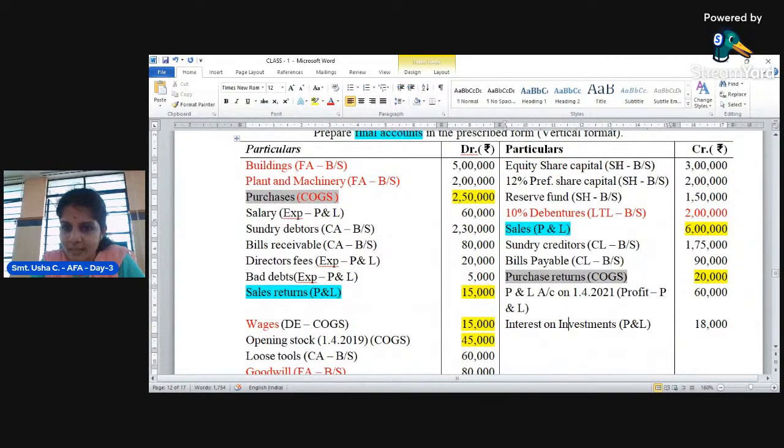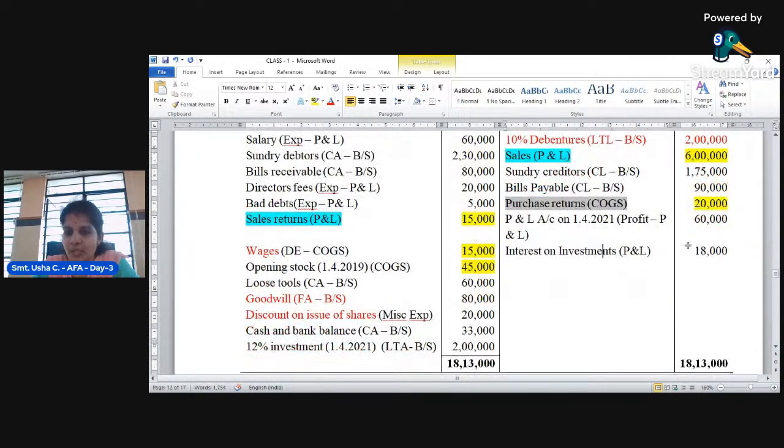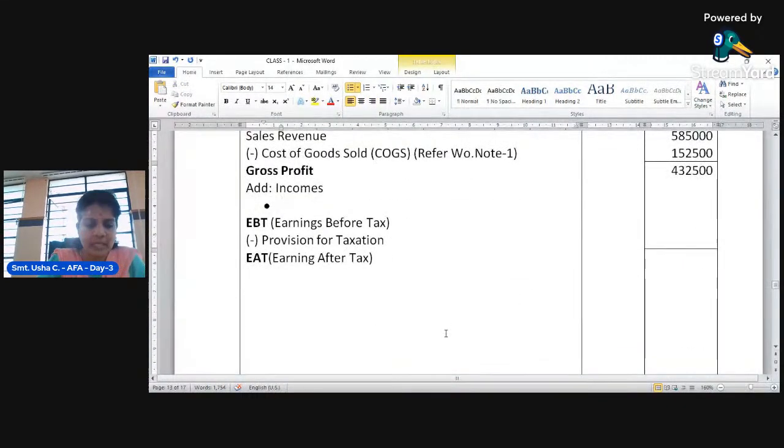So where are the profit and loss items? Profit and loss profit is actually profit and loss appropriation. There the last year profit, 1-4-2021, means opening profit, in the sense it is a profit of last year. This item of profit and loss amount will be taken in the profit and loss appropriation after calculation of EAT. Okay, this is not taken. There is one more item, interest on investment of 18,000. That will be taken here. Interest on investment is an income.